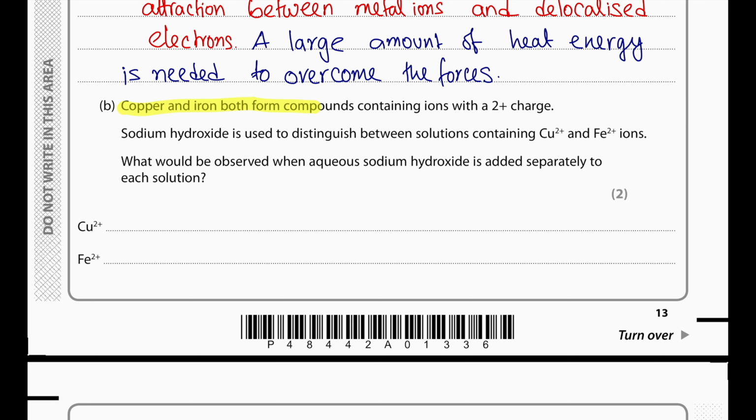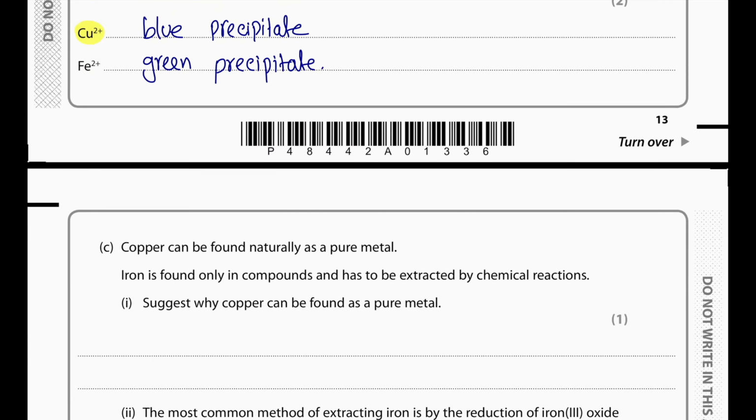Copper and iron both form compounds containing ions with 3+ charge. Sodium hydroxide is used to distinguish between solutions containing Cu²⁺ and Fe²⁺ ions. What would be observed when aqueous sodium hydroxide is added separately to each solution? When we add sodium hydroxide to copper 2+ ion, we are going to see a blue precipitate. And when we add sodium hydroxide to Fe²⁺ ion, we will see a green precipitate.